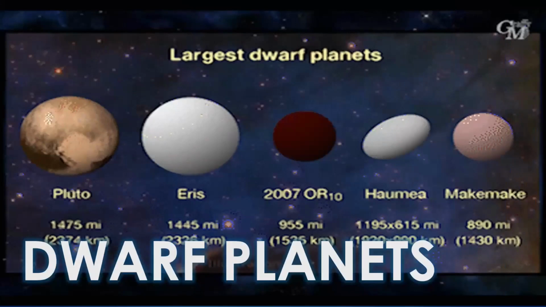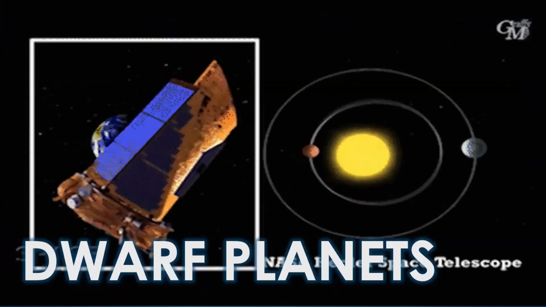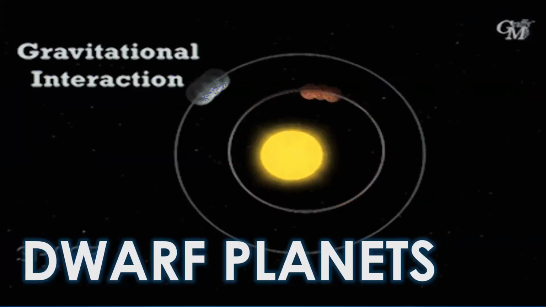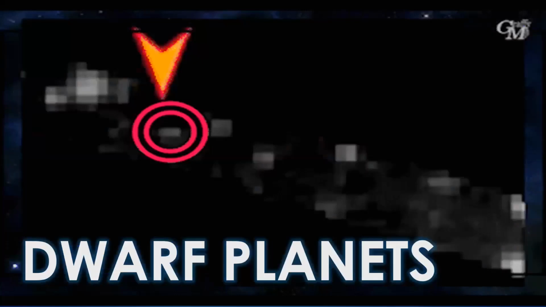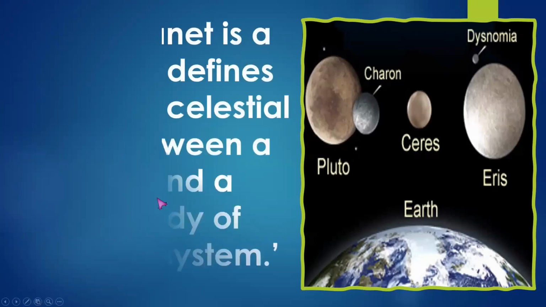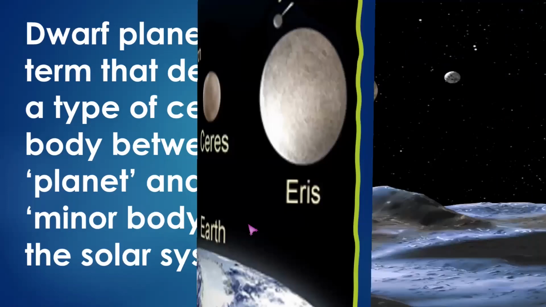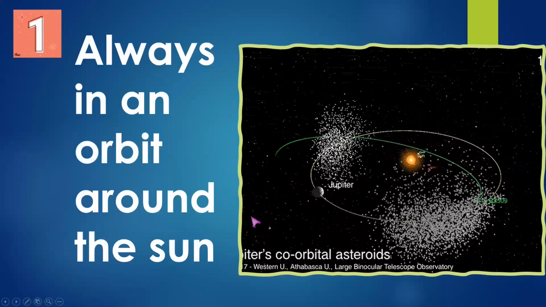So, dwarf planets are celestial bodies that orbit the sun, just like planets, but they do not have the gravitational dominance to clear their orbital neighborhood of other debris. This is one of the key criteria that distinguishes them from a planet. So, dwarf planet is a term that defines a type of celestial body between a planet and a minor body of the solar system.